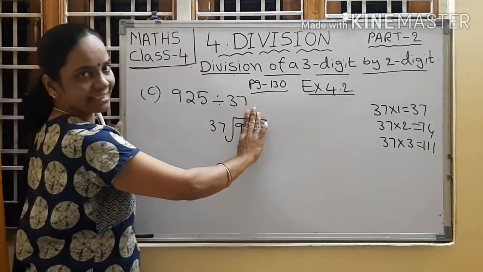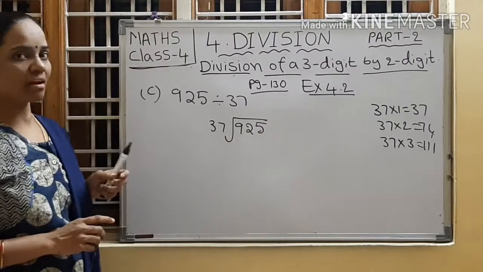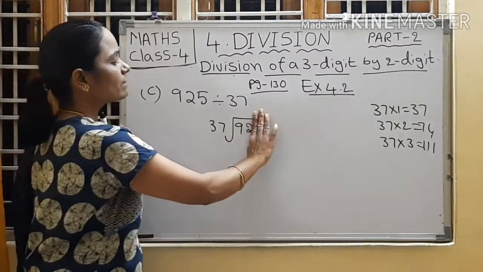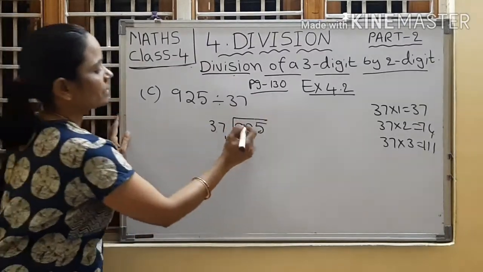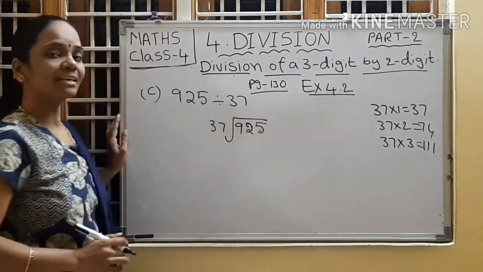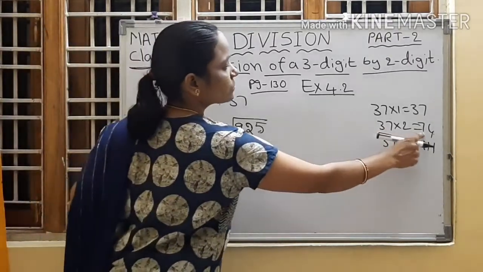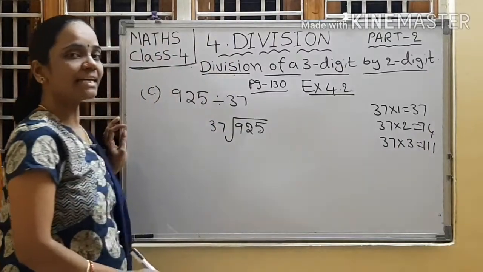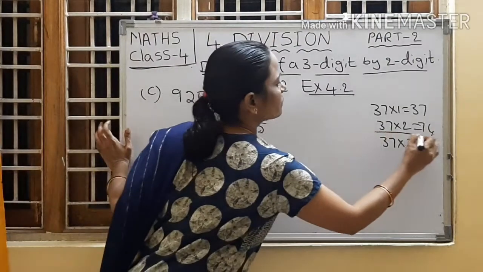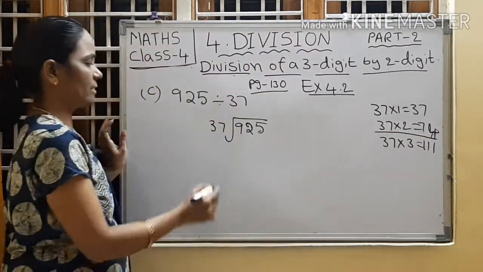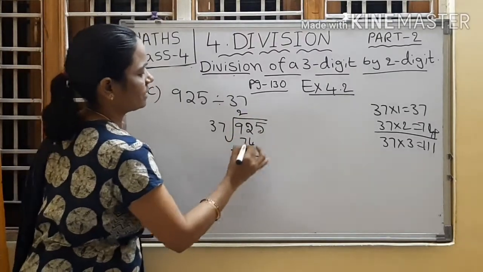Can I take 9 here? No. 9 is smaller than 37. 37 will not divide 9. So take 2 digits into consideration. Take 92. 92 is a bigger number, so 37 will divide 92. But how many times, children? 37 twos are 74. 37 threes are 111, we can't write here. So 37 twos are 74. Take the nearest and smallest number.